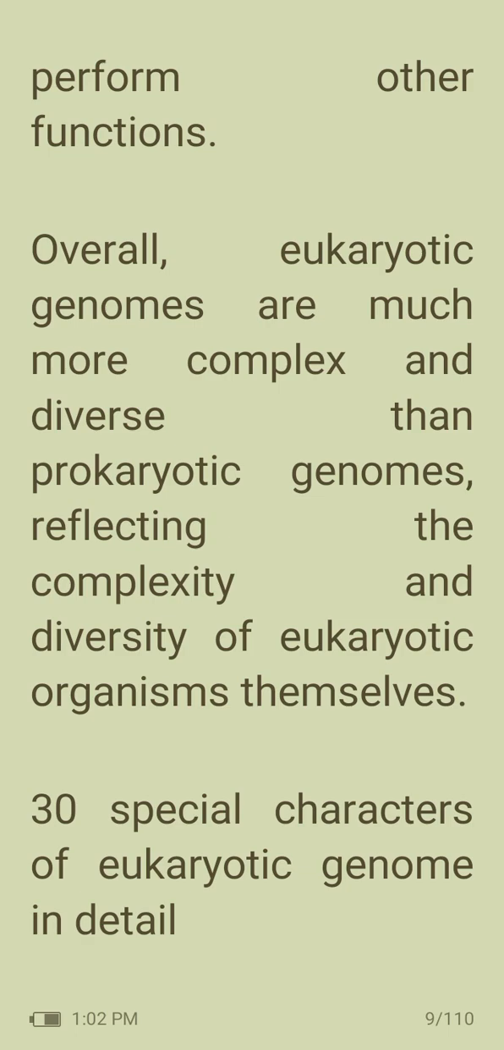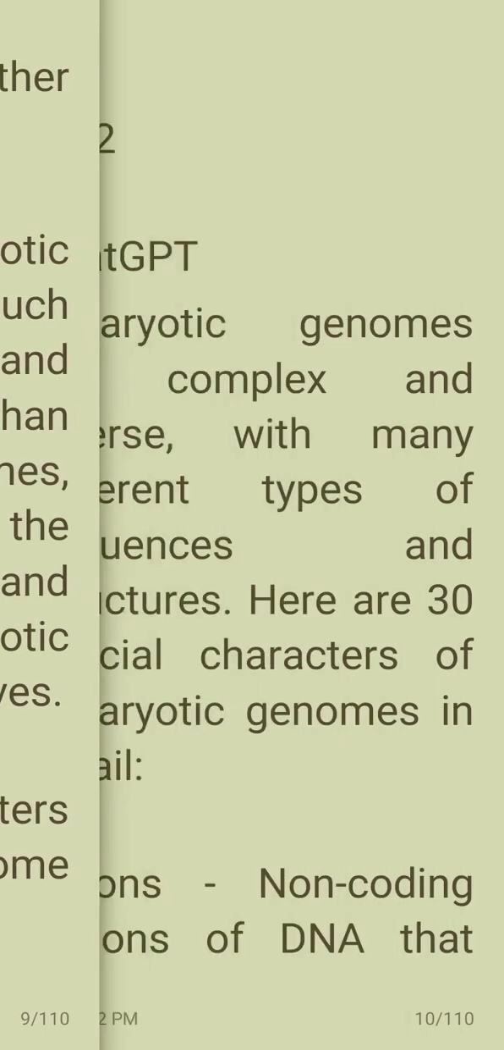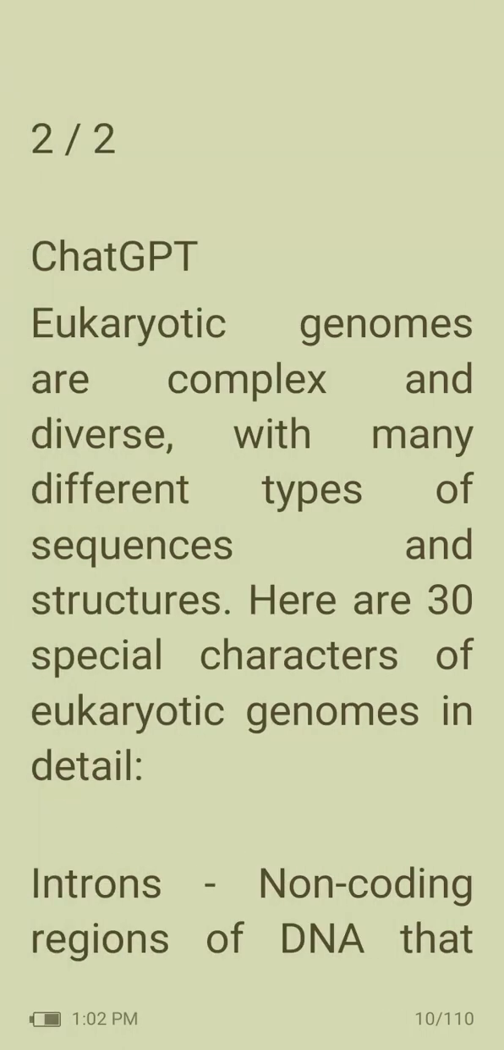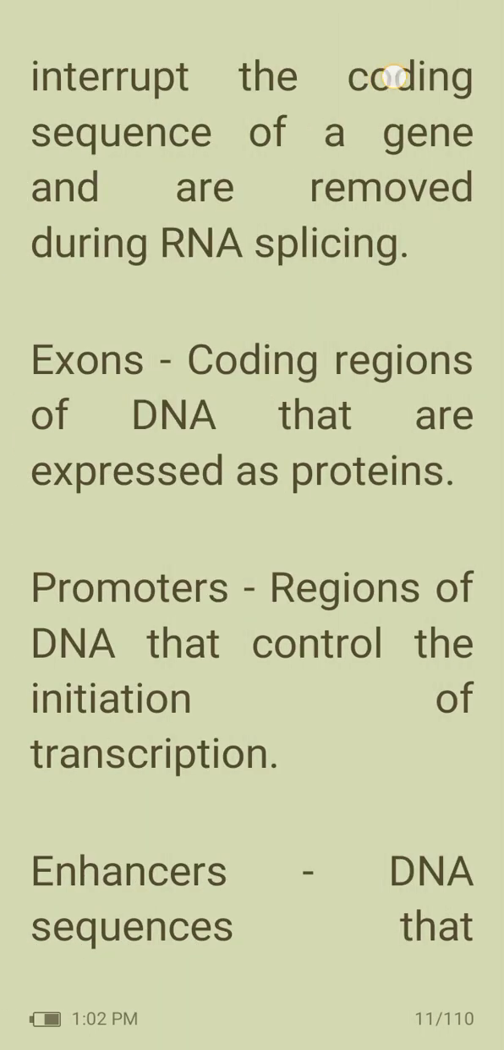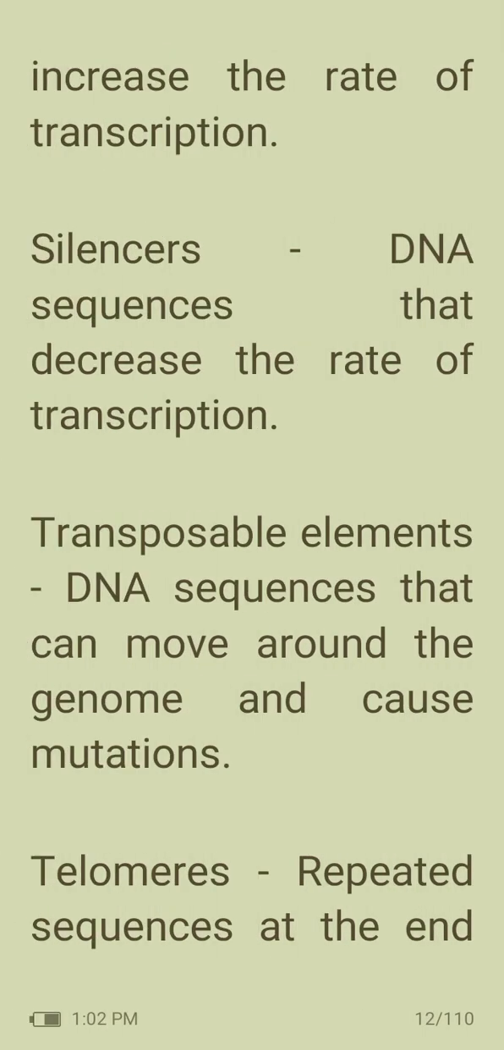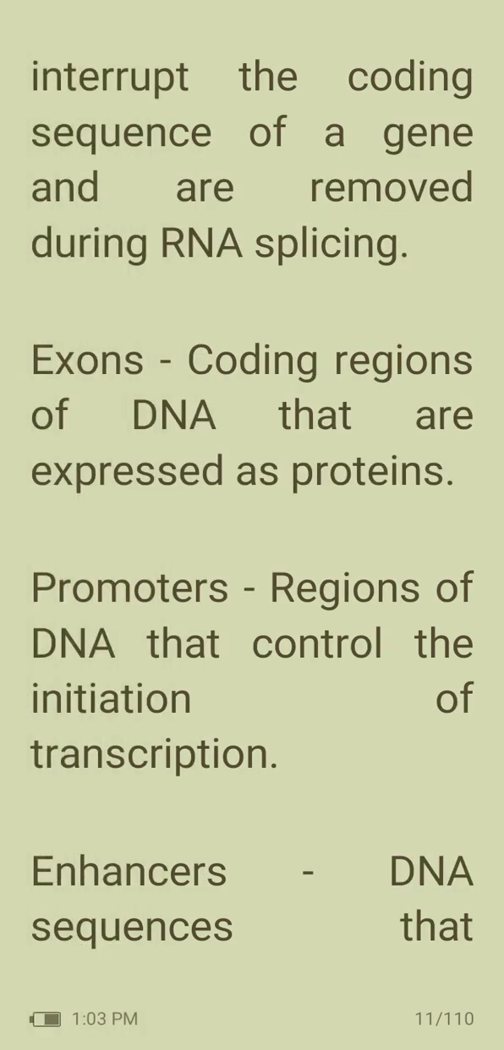of eukaryotic organisms themselves. Once again, let's have a quick recap of some other points related to this. We know that eukaryotic genomes are complex and diverse, with many different types of sequences and structures. They have portions called introns, non-coding regions of DNA that interrupt the coding sequence of a gene and are removed during RNA splicing. Then exons, coding regions of DNA that are expressed as proteins.